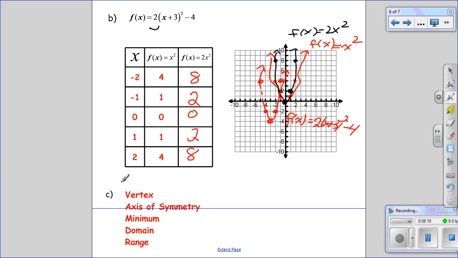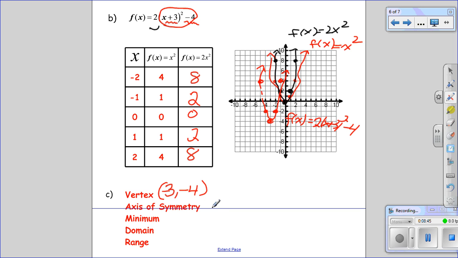Okay, now, what can we read off of there? We can read our vertex. Our vertex is pretty straightforward. It's at the point negative 3, negative 4. Well, that's interesting because I could have got that from the equation in vertex form. If I look up here, that told me go left 3 and down 4, and that's exactly what my vertex is.